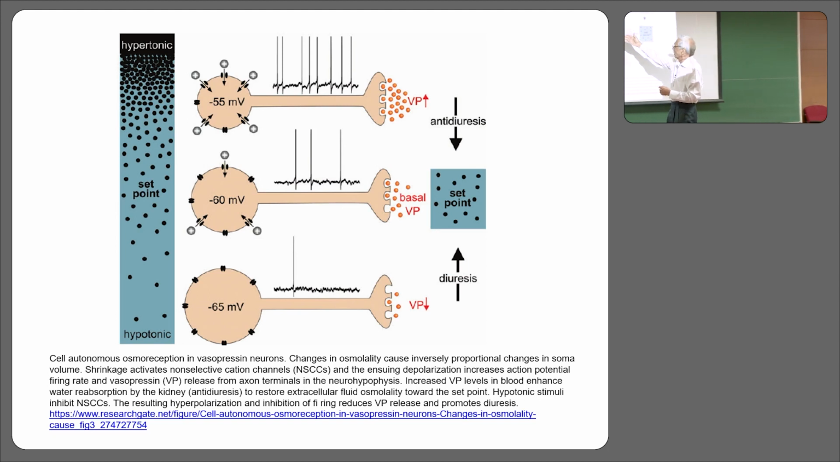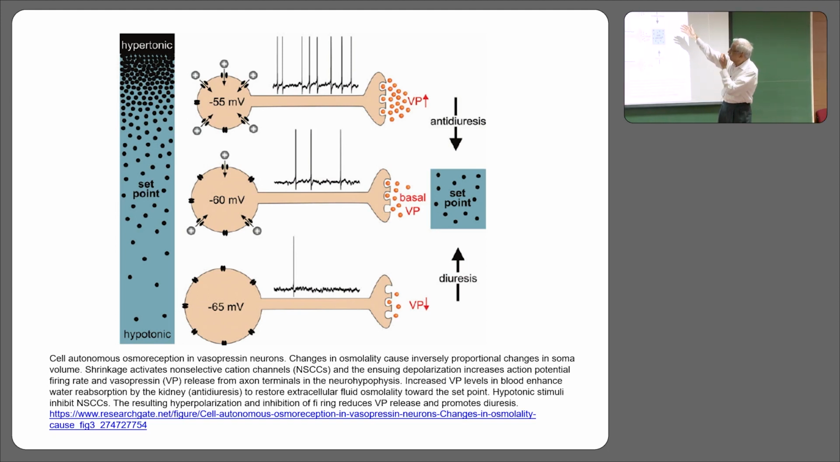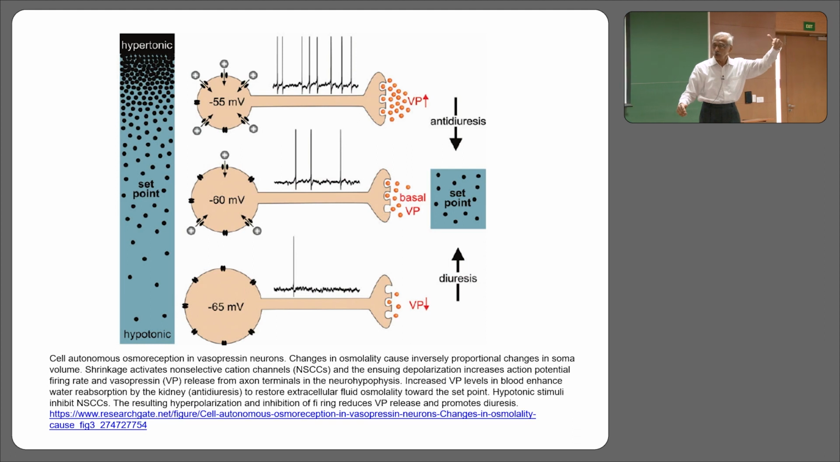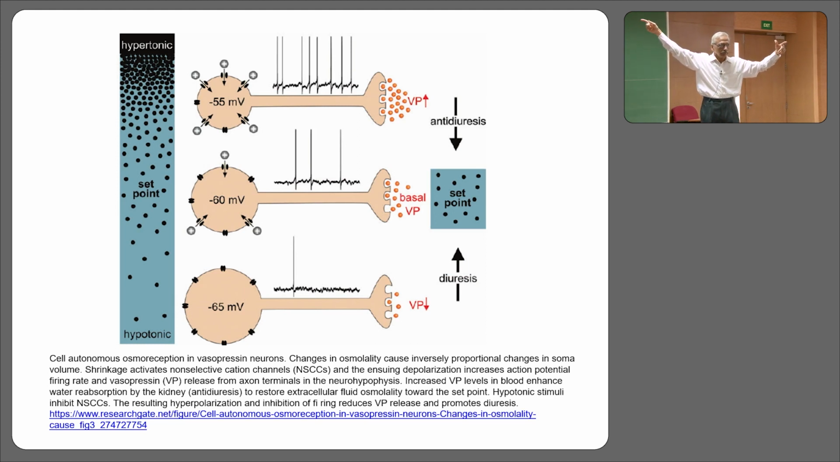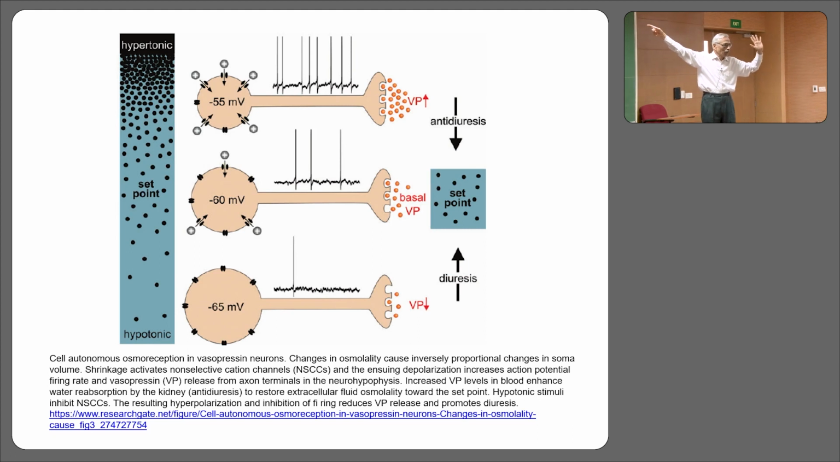Once it shrinks, from minus 60 it goes to how much? Minus 55. Minus 55 means it is going towards 0, so it is getting depolarized. Once it is getting depolarized, what will happen to the frequency of action potentials per unit time? Increase. And if that increases, what will happen to the amount of vasopressin being released? More, increase.